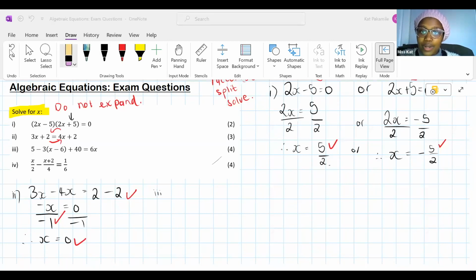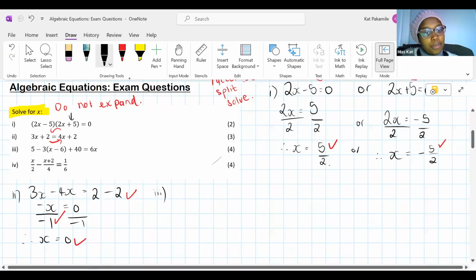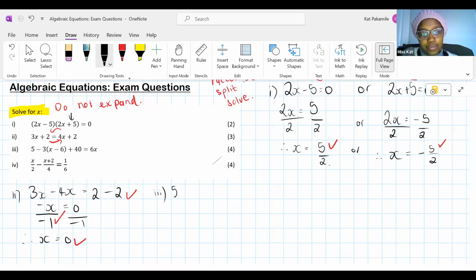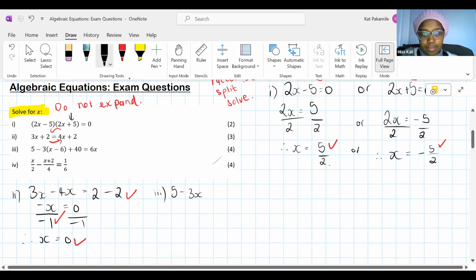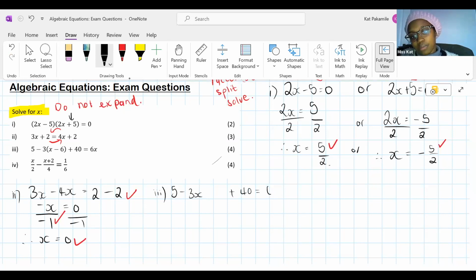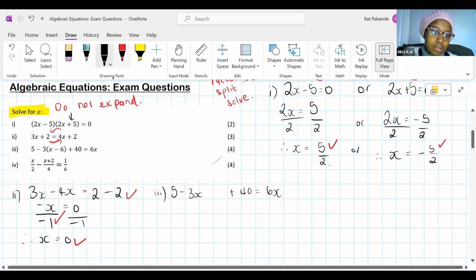Hello, ma'am. So ma'am, I tried number 3. So first I said 5 minus 3x minus 30 plus 40 equals to 6x. Okay, let's talk about what's after 3x. You said after 3x is what? Minus 30. Remember, we're multiplying in, right?